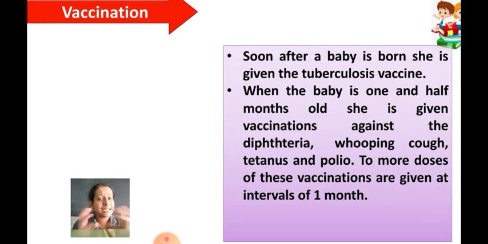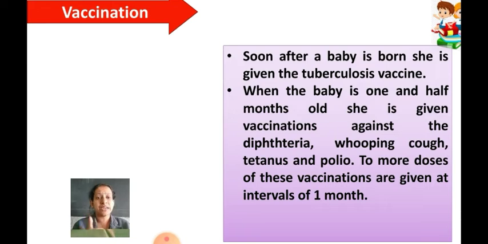Fine. So that is why this disease also cannot be cured later on. That is why a vaccine is given to resist this disease. Fine. Then next is tetanus. Tetanus is also a very dreadful disease.